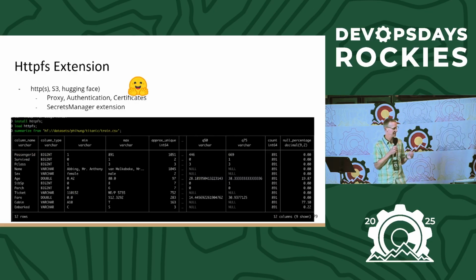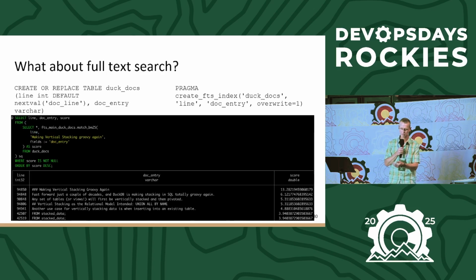You knew I wasn't going to get by without talking about AI. So AI, Hugging Face has tons of large data sets you can interrogate. So they have this HTTPS extension that allows you to query remote data sets without pulling them down first. So here, that was an example of me querying Titanic data.